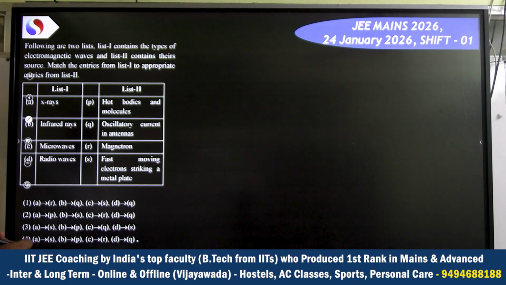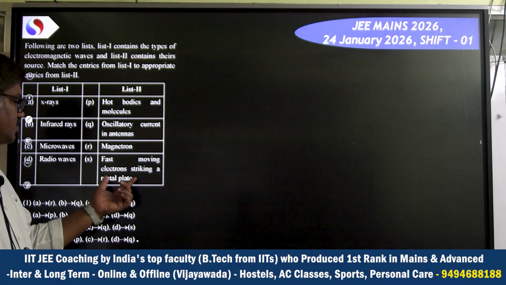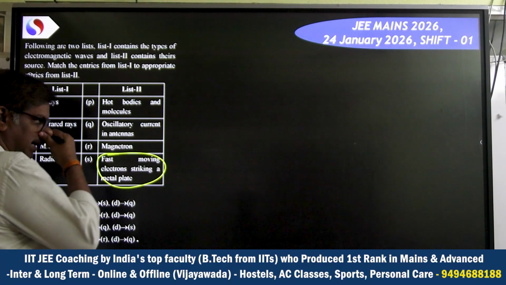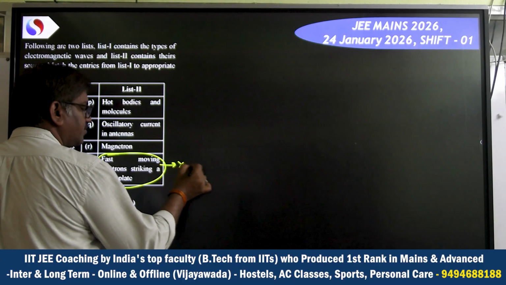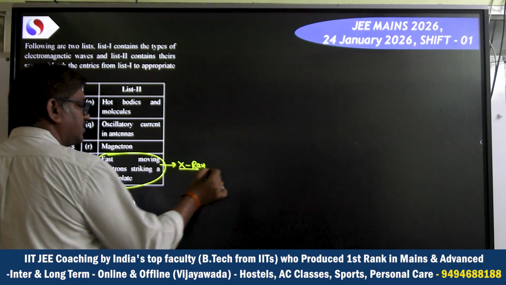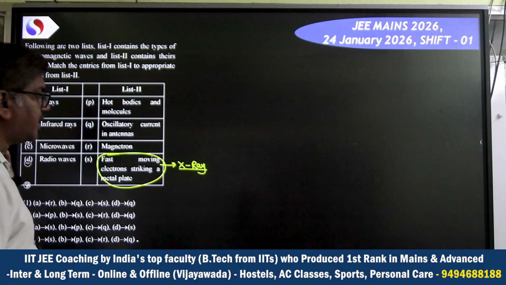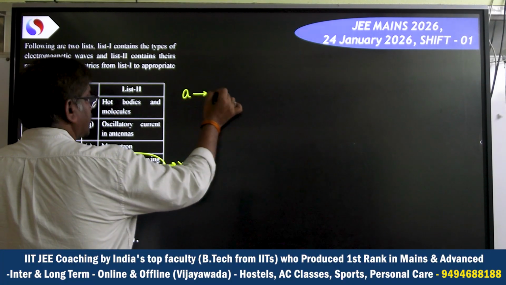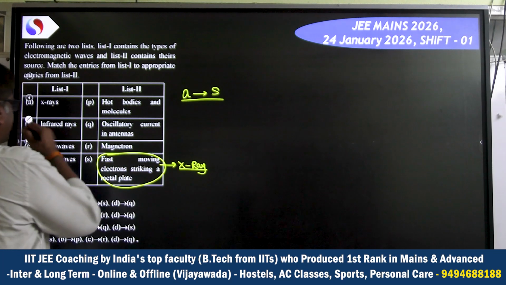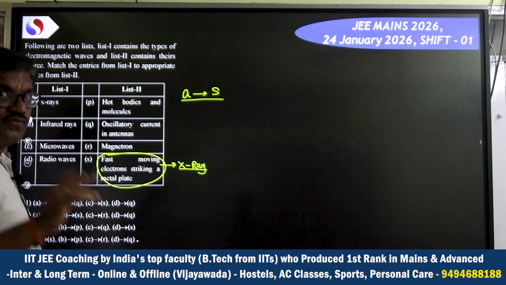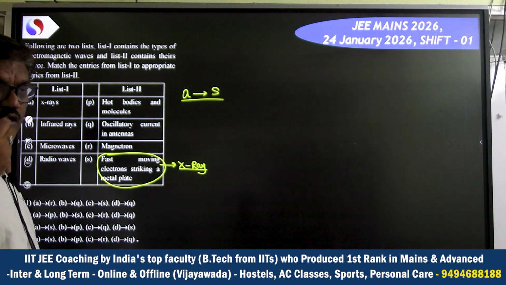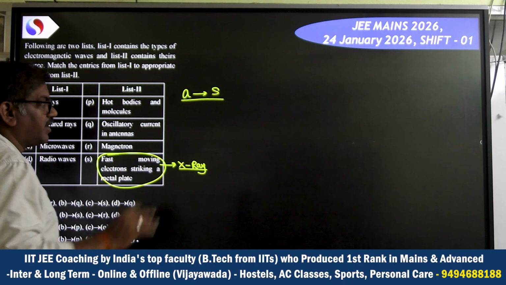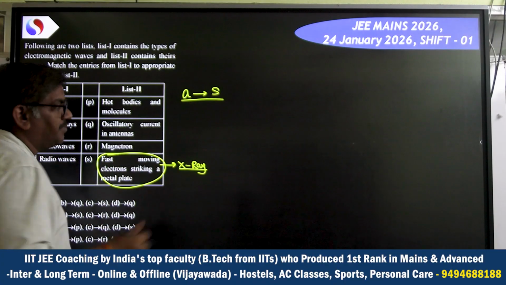For these questions, you know that this is fast moving electrons striking a metal plate. Fast moving electrons striking a metal plate is the concept of X-rays, you know that. When they strike the metal, the rays radiated are called X-rays. So clearly your first option goes with S. Then when we talk about infrared, Wien's displacement law, you studied that, at normal temperature the heat is radiated in the category of infrared rays. The lambda belongs to infrared.